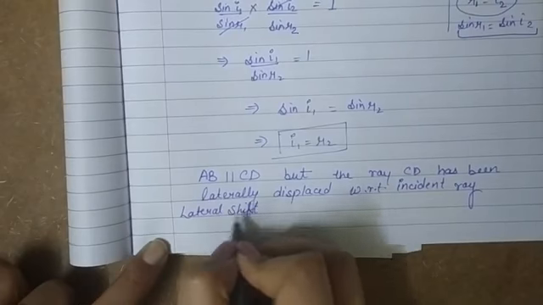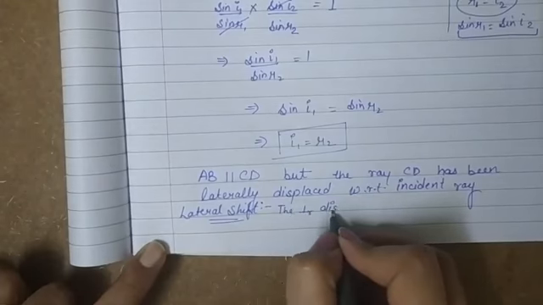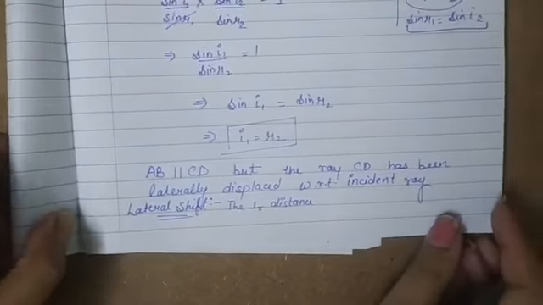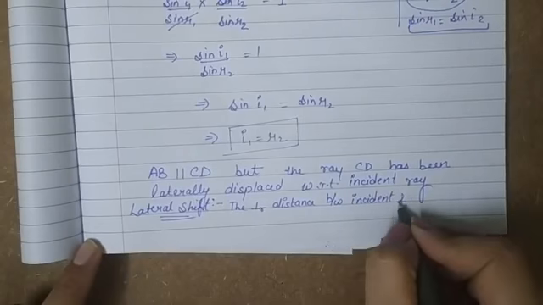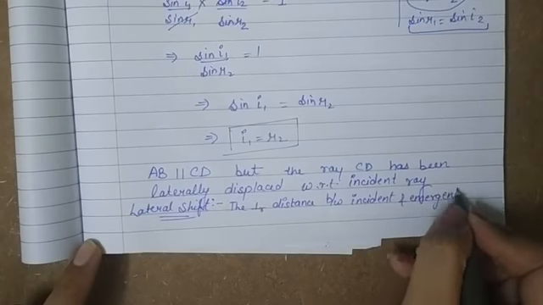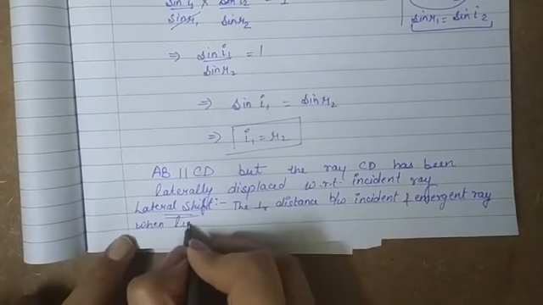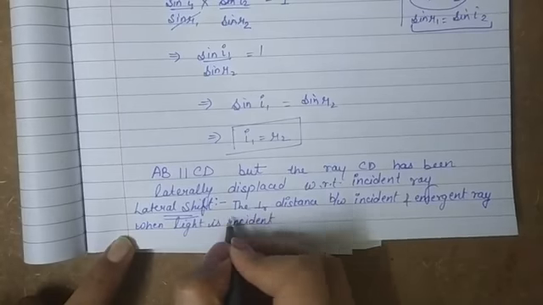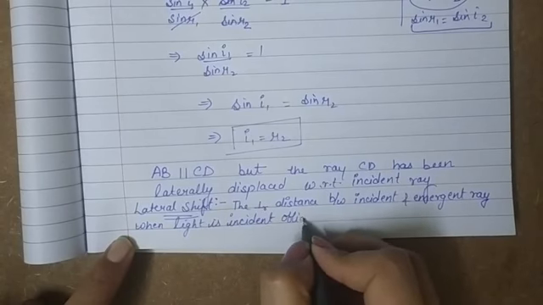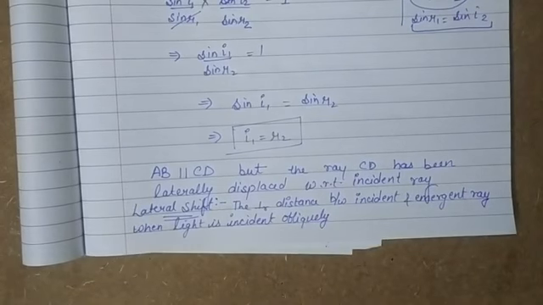So lateral shift can be defined as the perpendicular distance between incident and emergent ray when light is incident obliquely. Because if light is incident along the normal, then we can't get such an emergent ray; it will pass in the same direction, in the same path, if the light is incident normally.